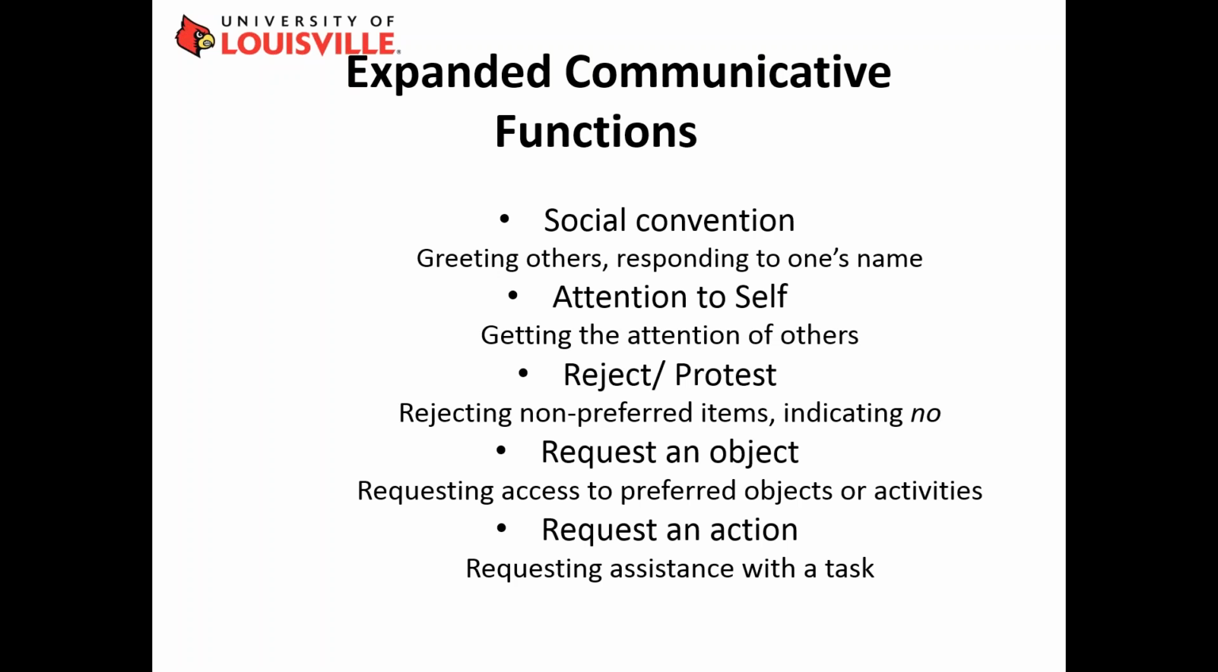To reject or protest is very, very important. A lot of times we hear people say, well, he can say no perfectly, it's getting him to say yes or to ask for things that he wants. But it's very important that we also teach individuals with autism that they can reject non-preferred items by indicating no. But early, early on, we want to teach them how to request those things they want, and then we'll start to teach them to reject or protest those things that they don't want.